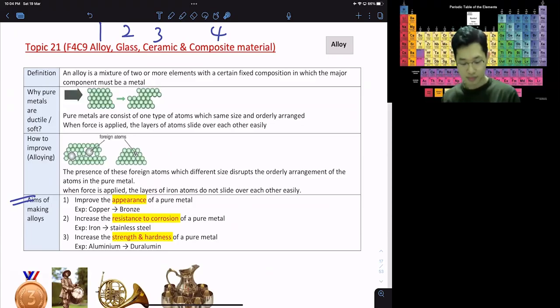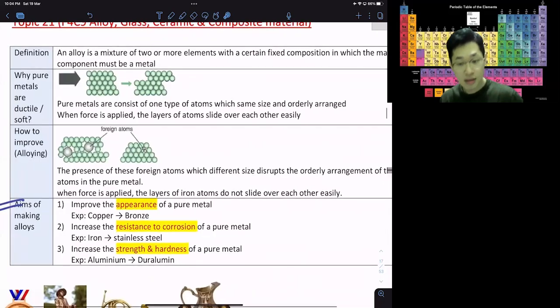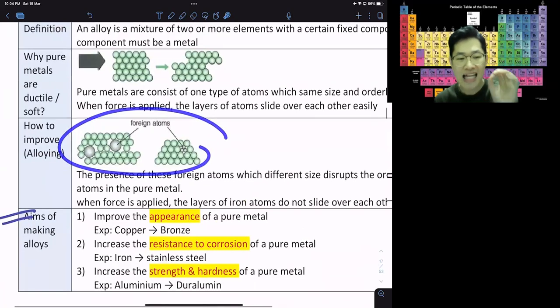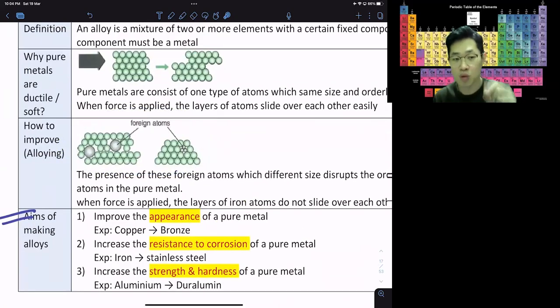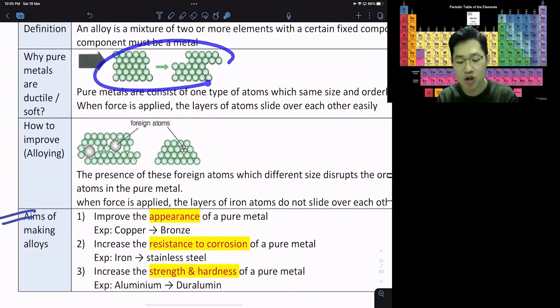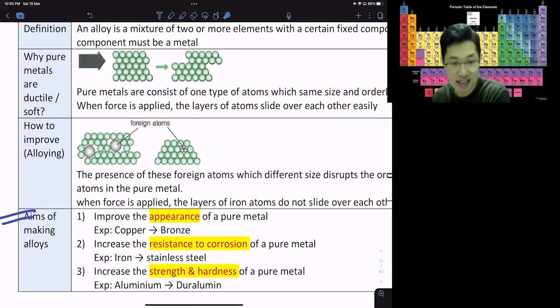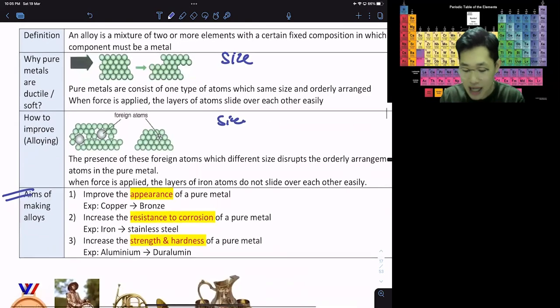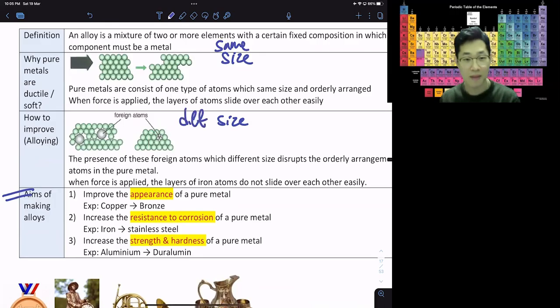So here, they like to ask you why alloy is harder, but the pure metal is not that hard. Because of, first thing, size. The atomic size in a pure metal is the same size. This one is different size. Later we will do this in the question. Same size, different size.